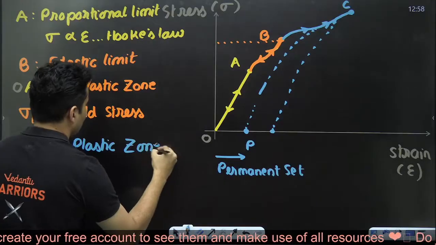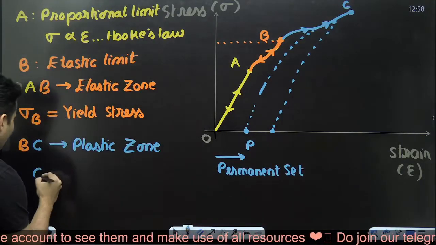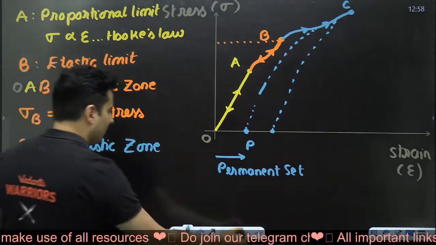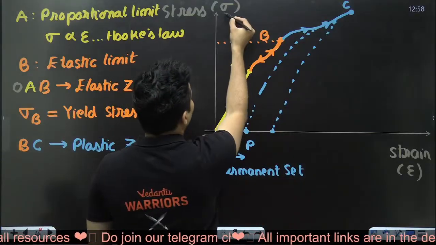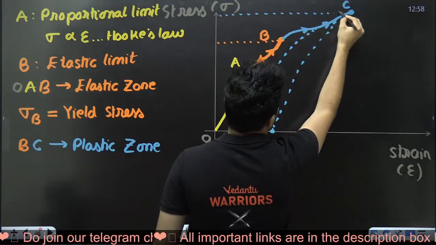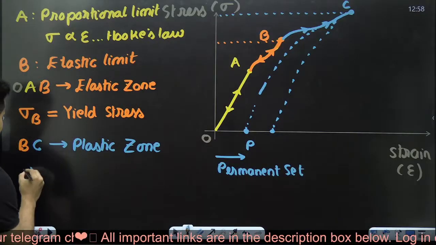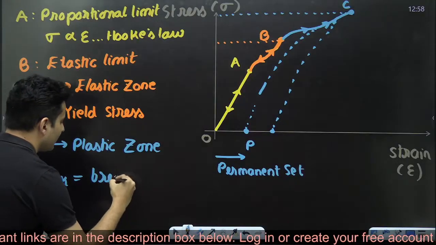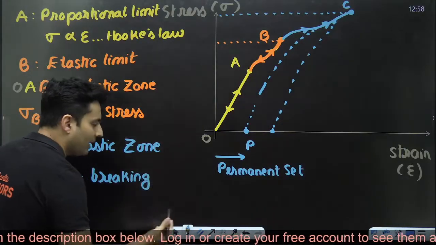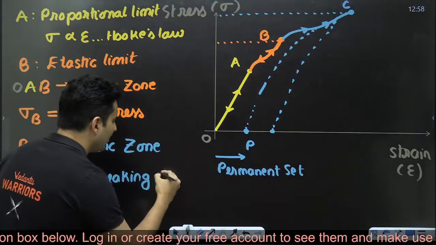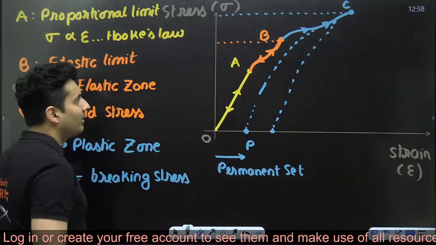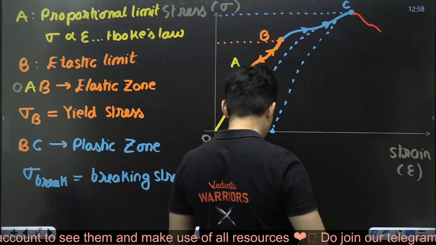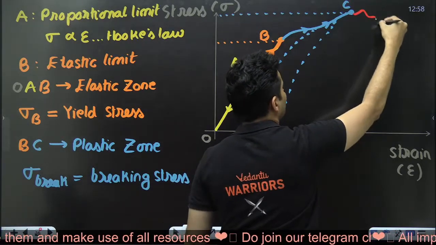Plastic zone. What happens at C is it breaks. At point C, it basically breaks. In fact, the value of stress that you get over here, sigma breaking, is called the breaking stress. After this, it is not permanently going to be deformed. In fact, it is going to break. So there is a breaking stress point right over here. So after this, it basically breaks. And in fact, you might even see that the graph may not even go up, it might just go down.